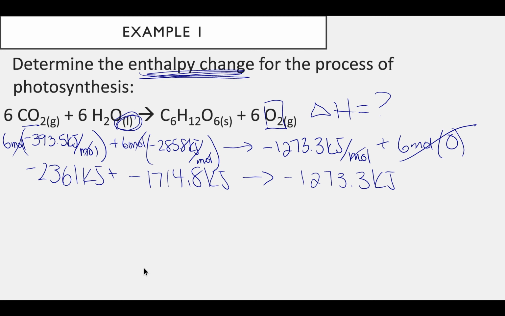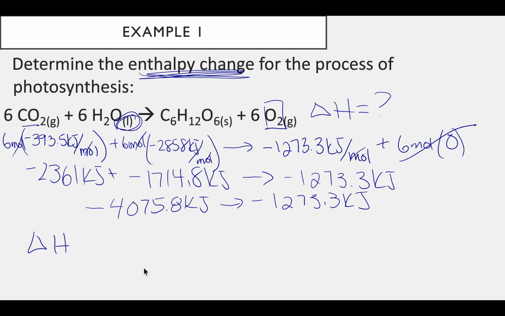Now let's add the reactants together. The reactants together is negative 4,075.8 kilojoules. And again, your product side, we'll just write down that value again. Now that we know both, when we want the delta H of the whole reaction, you would take the sum of the products minus the sum of the reactants. So just in a really easy formula, I just write down P minus R, but we are taking the sum.